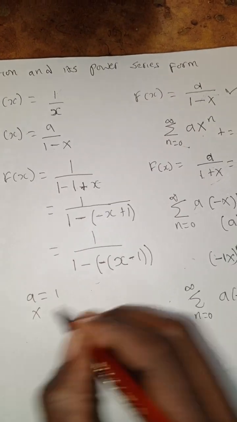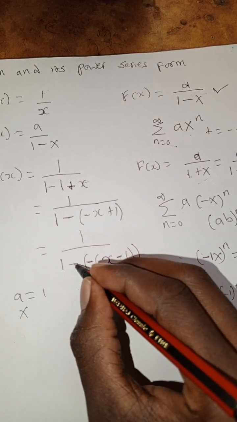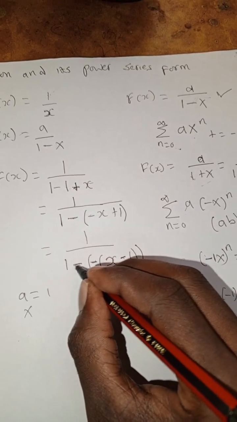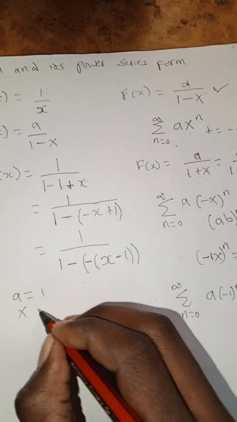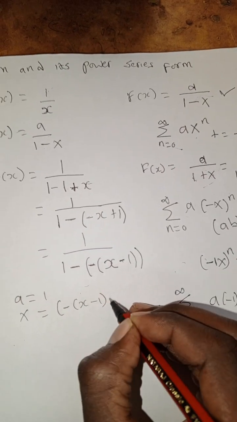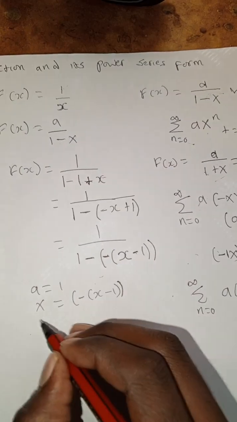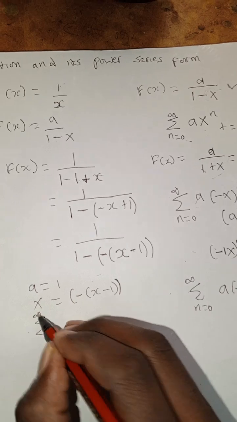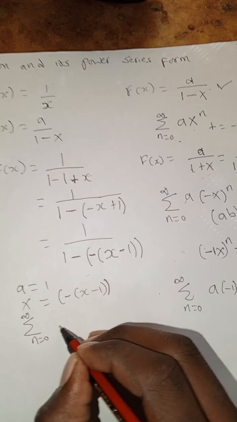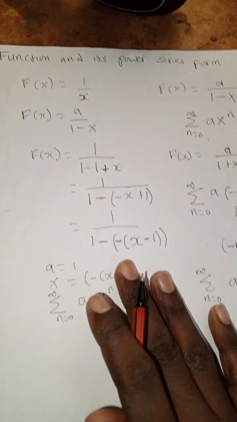And what is our x? Our x is the whole bracket. Because our x is what is being affected by this negative just after the 1. So our x is this negative x minus 1 like this. So now from there, let's just go ahead and write this into the power series form, which we all know and we all have.